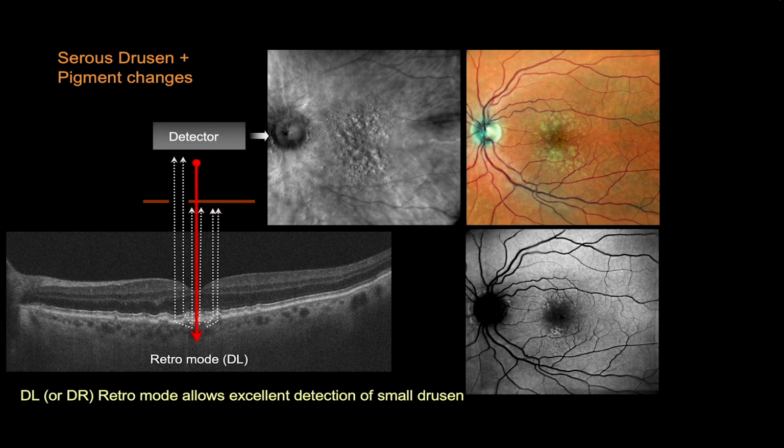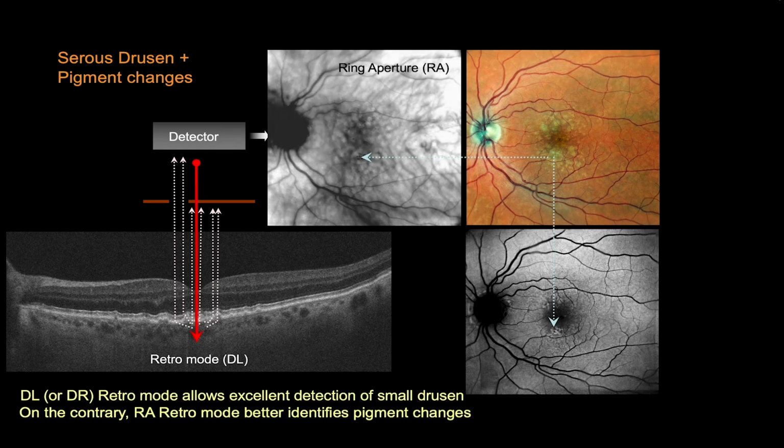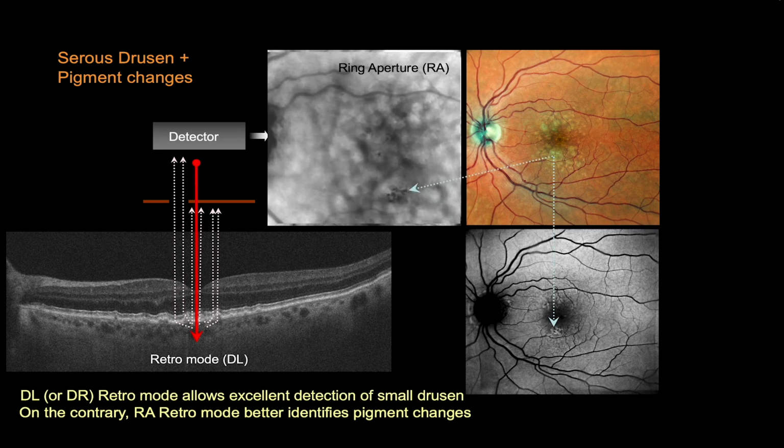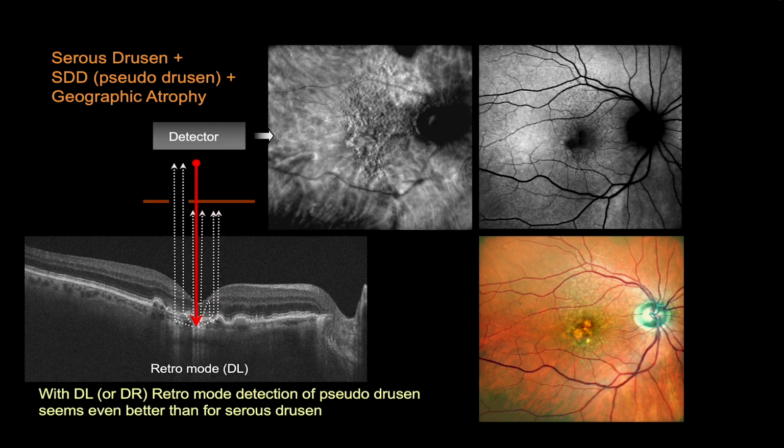This patient has a neovascular AMD in the right eye, and here on the left eye we display serous drusen and some pigment changes. As we can see here, the drusen are very well displayed on the DL or on the DR retro mode, but the pigment changes that we see here on the autofluorescence are a bit hard to disclose on these pictures. On the contrary, ring aperture retro mode identifies pigment changes better than the DL and the DR mode. Here, DL or DR retro mode detection of reticular pseudodrusen seems even better than for serous drusen.